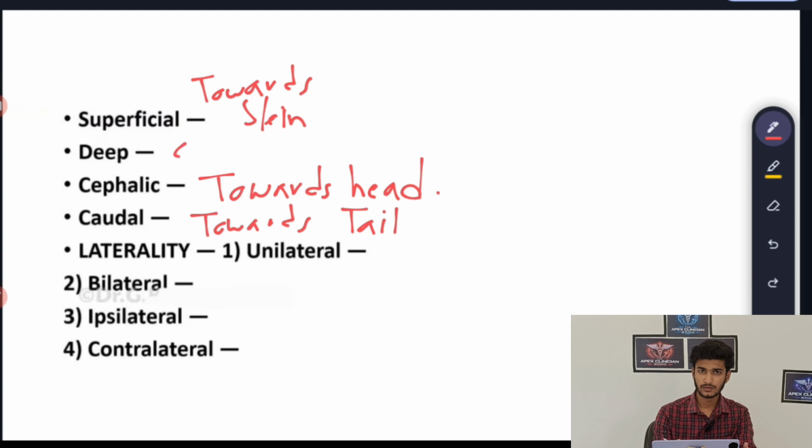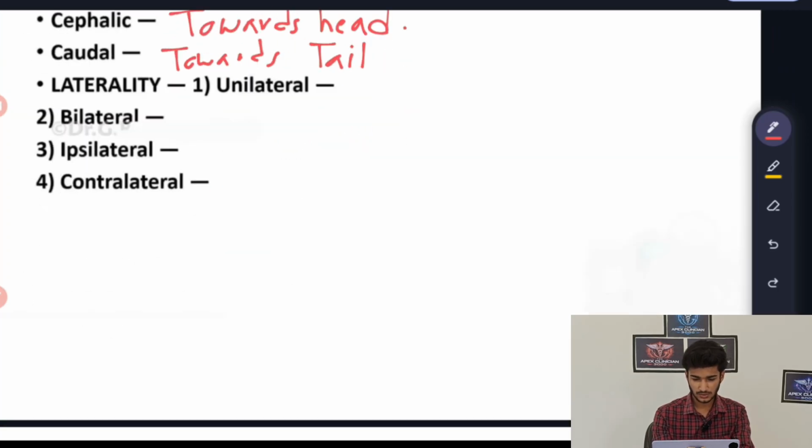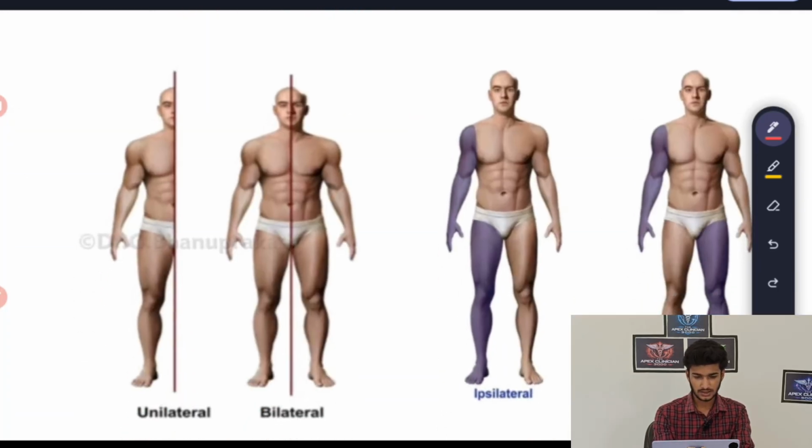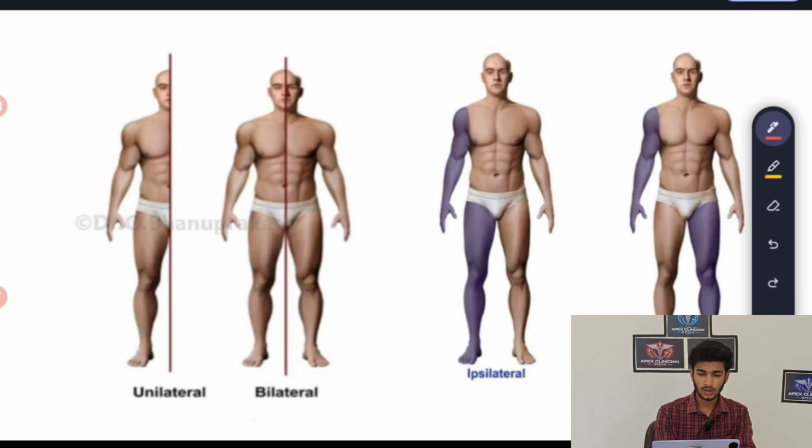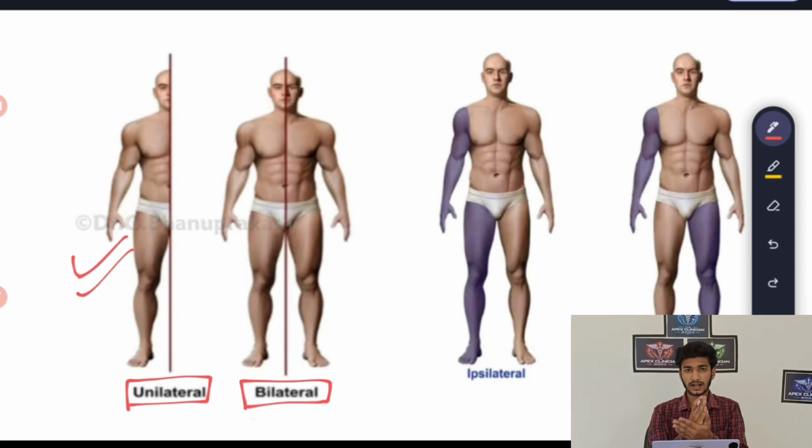In laterality, we will first see the images and then move on to the definitions. See this image. What is this? This is unilateral. What does unilateral mean? Unilateral means only one side of the body. If only one side of the body is visible, it is called the unilateral part. Now, in bilateral, both sides of the body are visible and divided into two equal halves. So it is called the bilateral part.